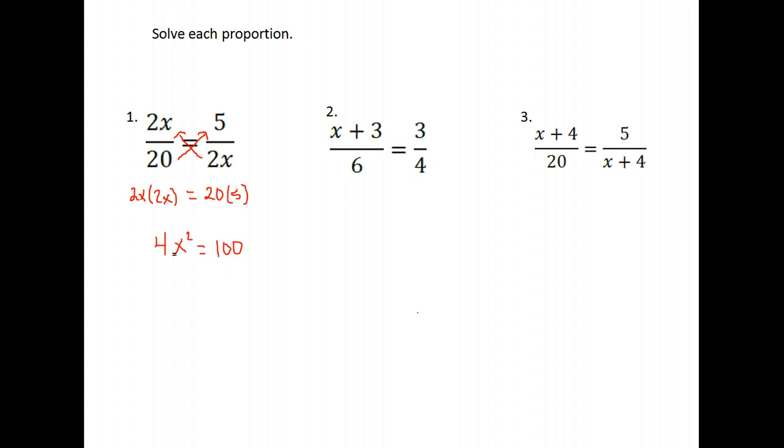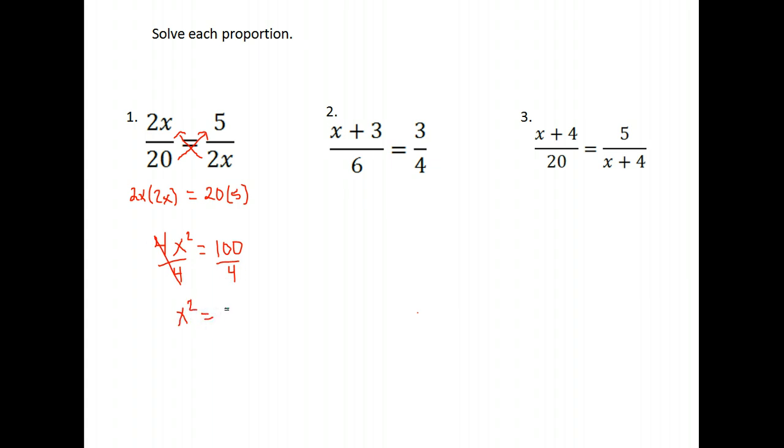We simplified, now we need to solve. We have 4 times x squared. We want to get the x all alone. The first problem is it's multiplied by a 4. So let's go ahead and do the opposite of multiplying by 4. Divide both sides by 4.